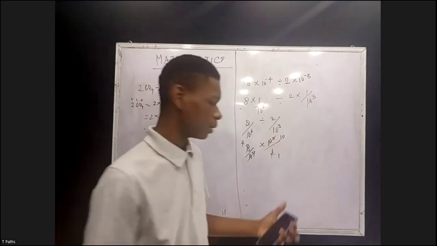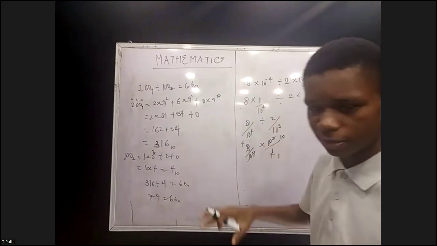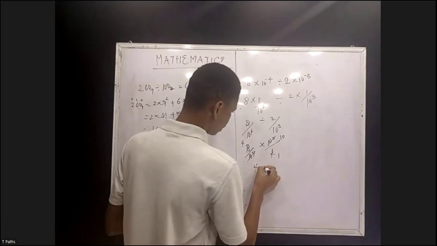How do I get that? 10 raised to the power 5 is the same as 10 times 10 times 10 times 10 times 10, 5 times. Why this is the same as 10 times 10, 4 times. So I have this. So I have 4 times 10.